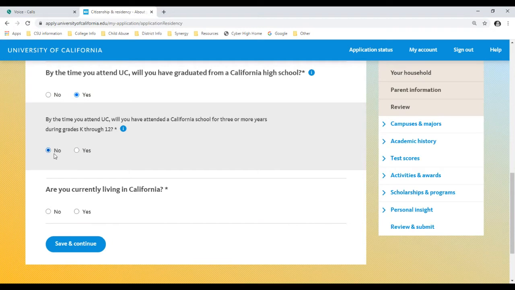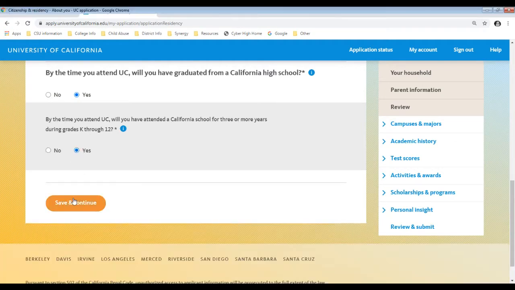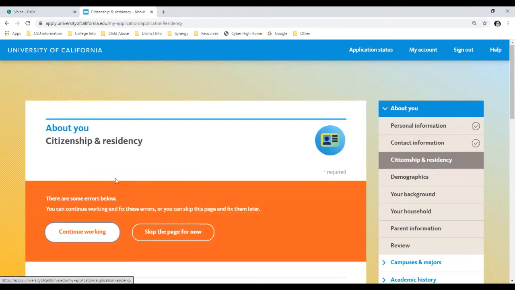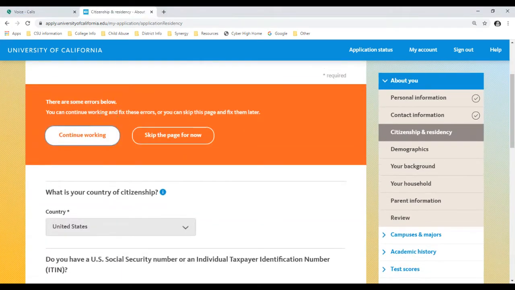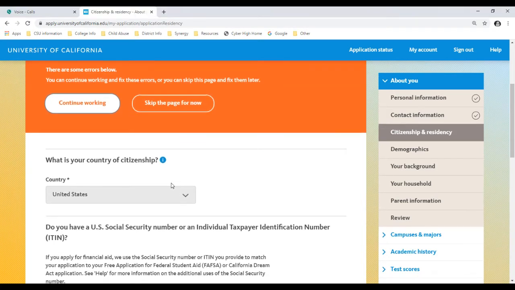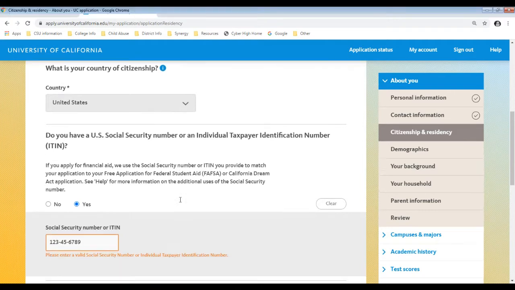So see, if you say no, then are you currently living in California? Then there are more questions that are going to come up depending on what you answer. So I'm just going to put yes, just for the purpose of moving on to the next section, okay? So save and continue at the bottom. And as you can see, it says there are some errors. You can continue working and fix the errors, or you can skip this page. So I am going to check, what does it say?